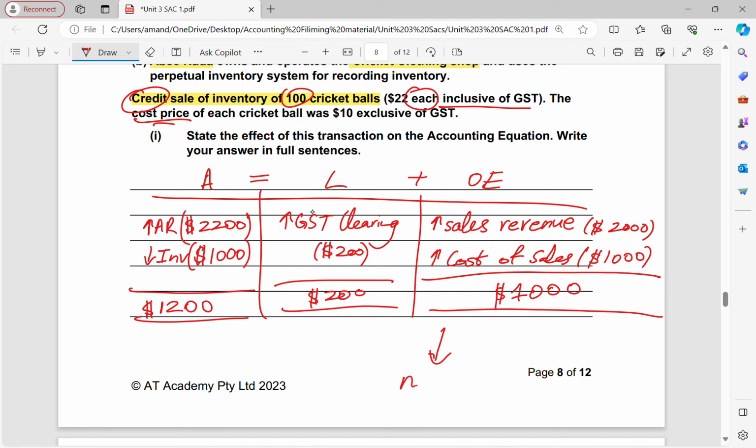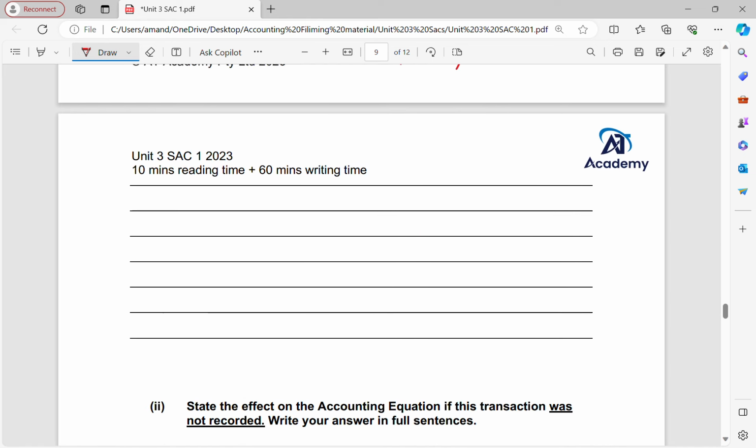Sometimes you can also say net profit, like in these questions. You also have to say the impact on net profit. Here the net profit impact is $1,000.